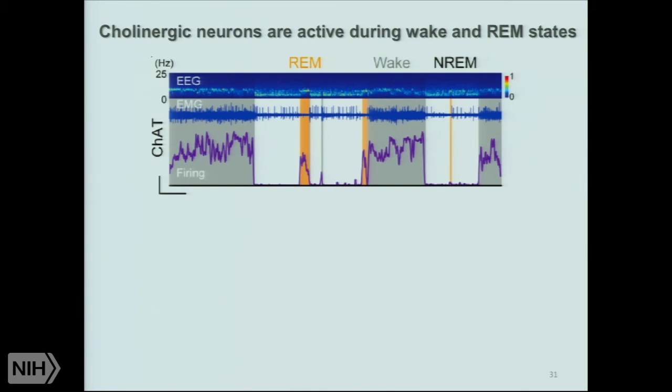Now here is a recording, again using optrode for cell type identification. So this is an identified cholinergic neuron. And so we follow this neuron over different brain states, and you can see that this neuron is active during both wakefulness and also REM, and completely shut down during non-REM sleep.